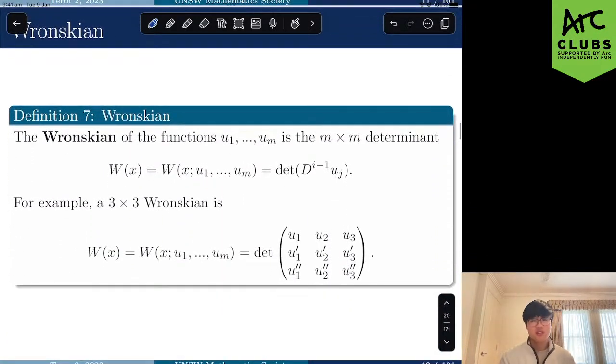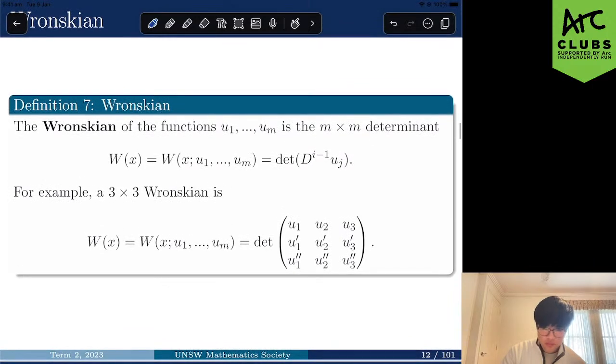All right, we'll move on to some new stuff. Don't quote me on my pronunciation, but the Wronskian is what I believe it's called. So the Wronskian is just, we define it in terms of m functions, and it's an m by m determinant. So I guess that means it's a determinant of an m by m function. And this is the formula that it follows. Just looking at it, it seems a bit complex.